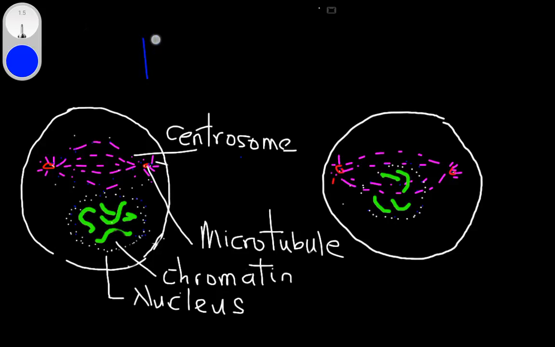We're going to talk about the first phase, known as the prophase. During prophase, what happens? The centrosome is formed. Then the microtubules are also formed just above the nucleus, and within the nucleus the chromatin begins to condense to form chromosomes, while the nuclear envelope, the membrane that surrounds the nucleus, begins to disintegrate.